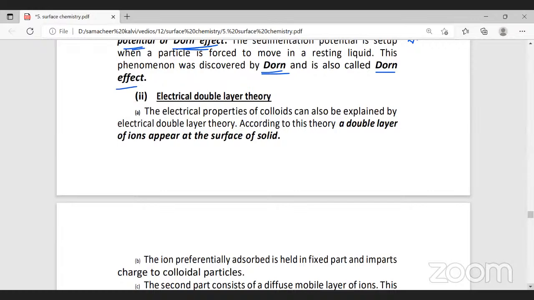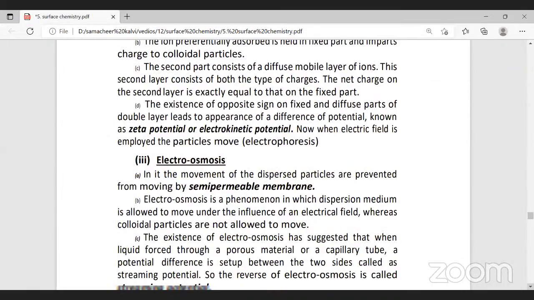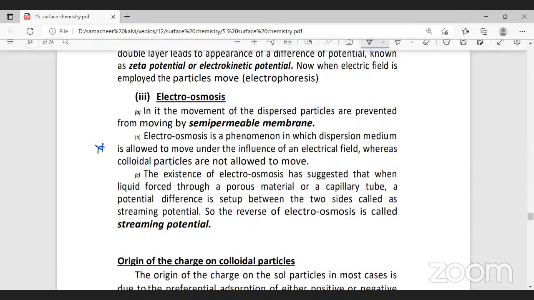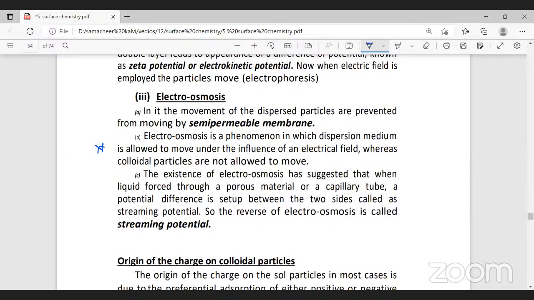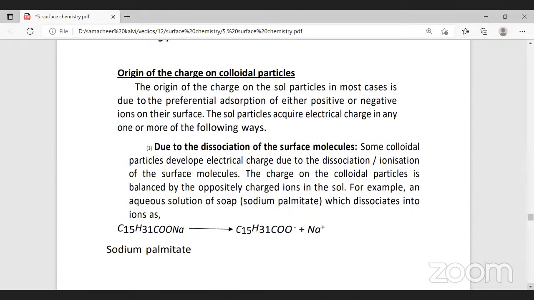Now, the electrical double layer we do not have in the syllabus. Electroosmosis is also not there in the syllabus, where the movement of dispersed particles is prevented by a semi-permeable membrane. We do not have this in the syllabus. Now, we have to learn the origin of charges. Why do colloidal particles get charged? We have to understand this.